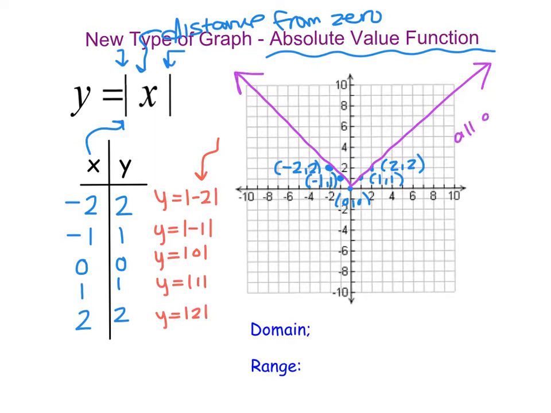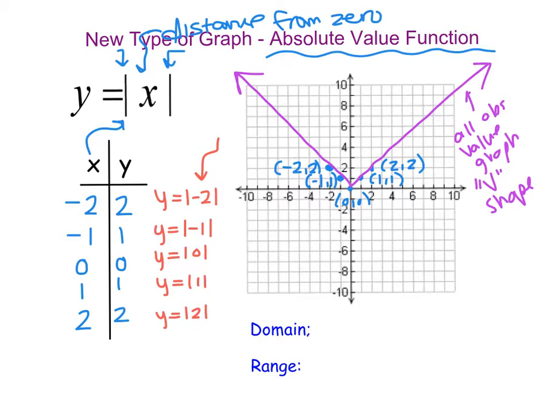All absolute value graphs have a V shape. So that's what you should expect to see. All of the graphs that we're graphing that contain absolute values will look something like this parent graph, but it'll be a transformed version of it.